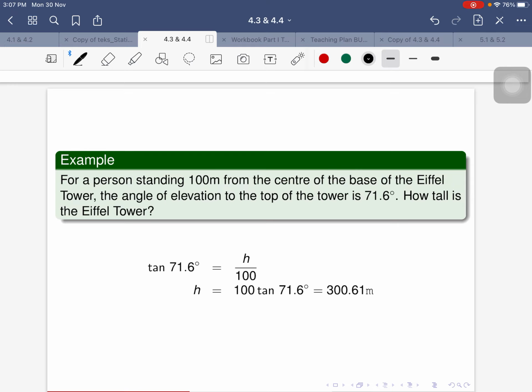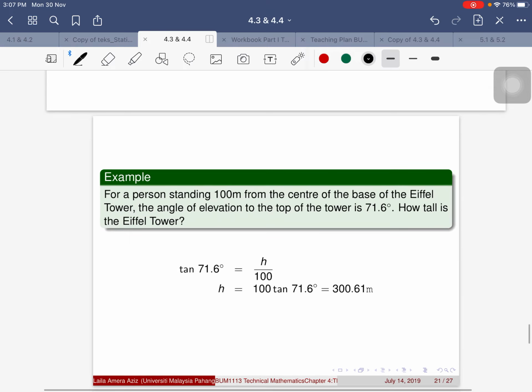We gave you a scenario and we wanted you to visualize whatever is happening in the scenario, and do the calculation to find some values. Here the question says that you have a person standing 100 meters from the center of the base of the Eiffel Tower. Roughly the idea is going to be something like this. For example, let's say this is the tower. I'm really bad at sketching, so please just ignore my sketching. So let's say this is my tower, and this is the center.